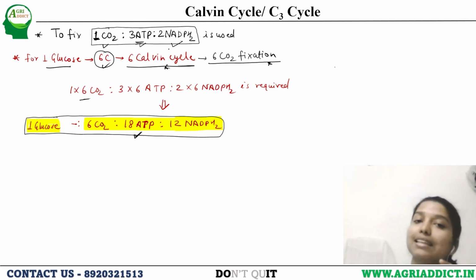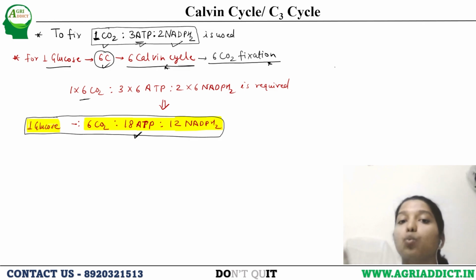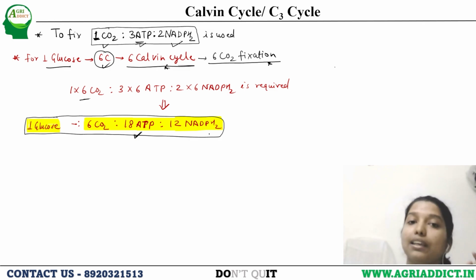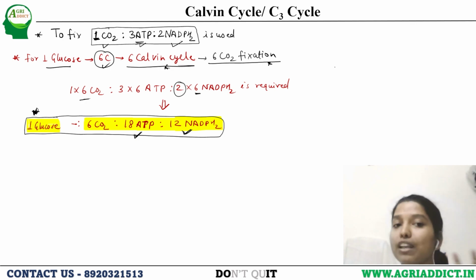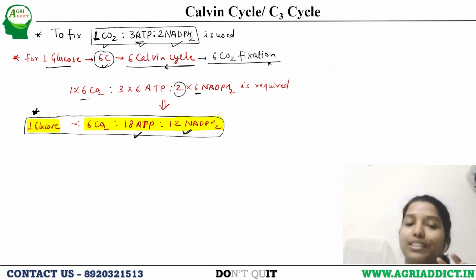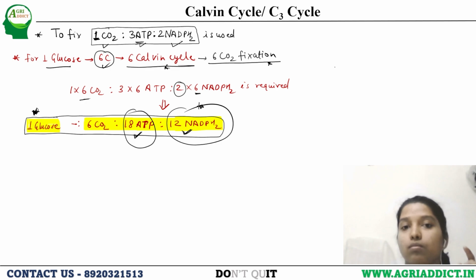Because that cycle will run 6 times, only then will one glucose form. Similarly, if one cycle requires 2 NADPH2, then 6 cycles will require 12 NADPH2. This you have to remember. For formation of one glucose, 6 CO2 fixation is required. To fix 6 carbon dioxide, the Calvin cycle has to be run 6 times. So for that, we need 18 ATP and 12 NADPH2.